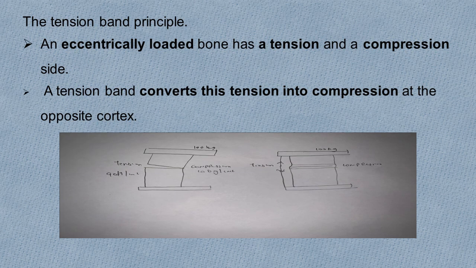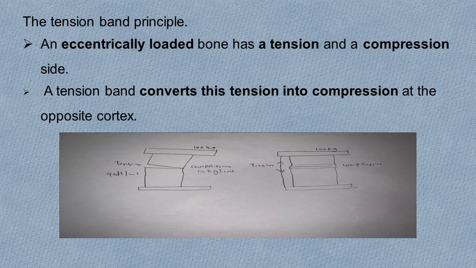Principle: every eccentrically loaded bone is subjected to bending stress. This results in a typical distribution of stress with tension on the convex side and compression on the concave side of the bone. So a tension band converts this tension into compression at the opposite cortex.